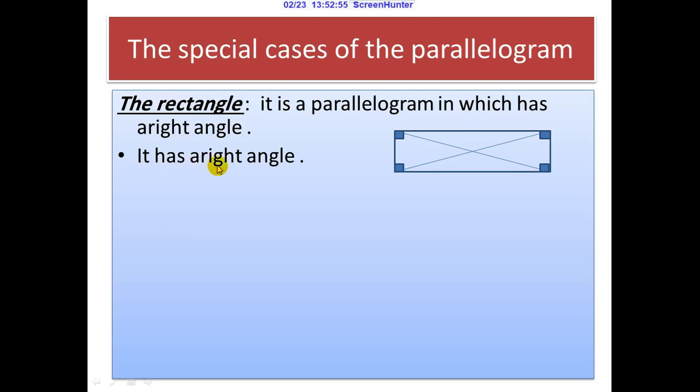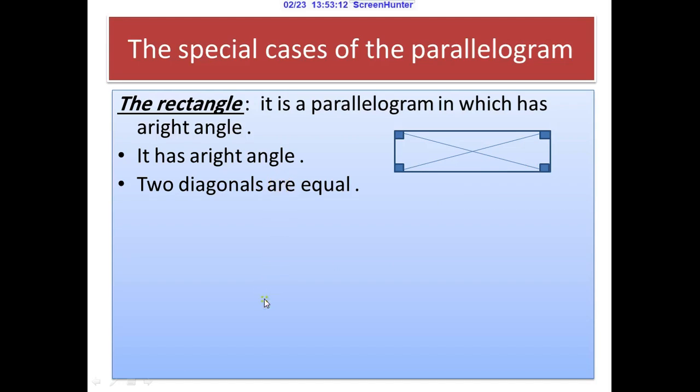It has a right angle and also two diagonals that are equal in length. But in the parallelogram, the two diagonals are not equal in length. In the rectangle, the two diagonals are equal in length. This is the first shape.